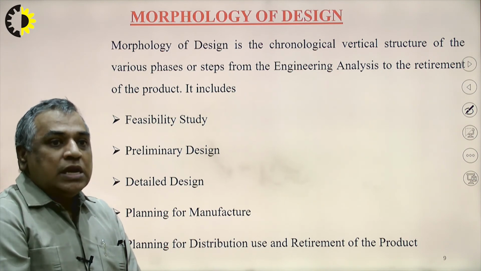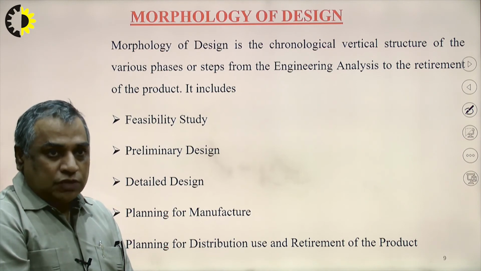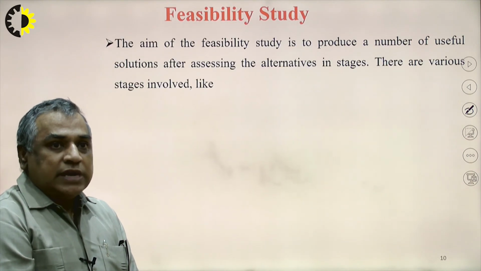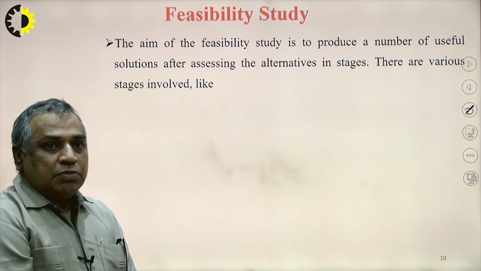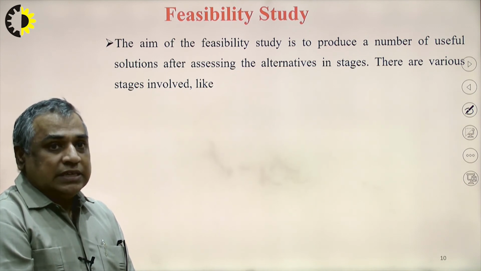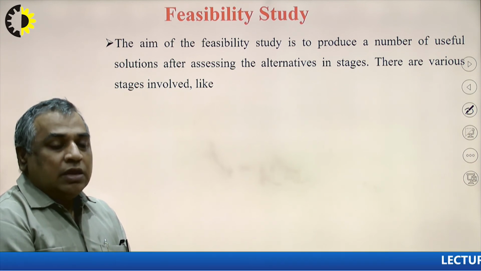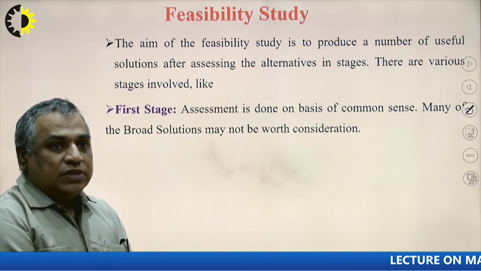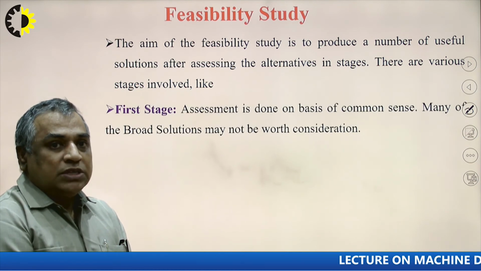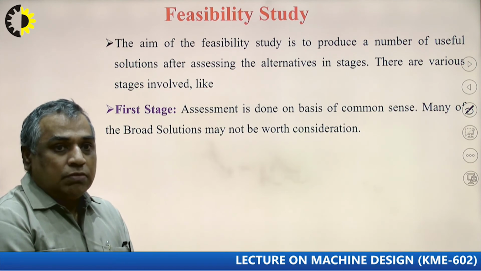All these steps in chronological vertical structure is called morphology of design. Then feasibility study. The aim of the feasibility study is to produce a number of useful solutions after assessing the alternatives in stages. There are various stages involved, primarily three. First stage, assessment is done on the basis of common sense. Many of the broad solutions may not be worth consideration.